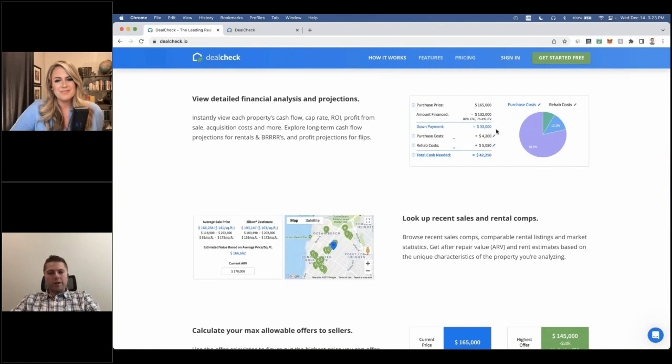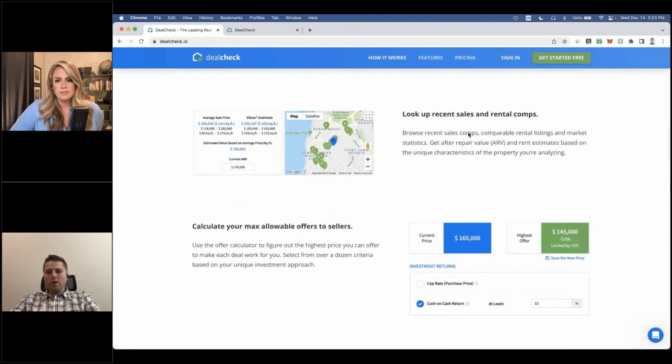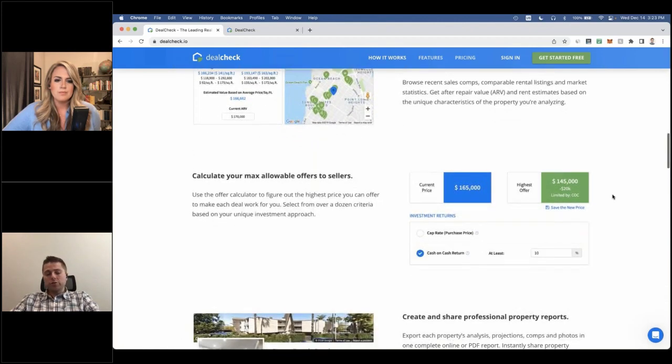So many different financial analysis and projection tools, again, some of which Leah mentioned earlier. We have a feature that allows you to look up recent sales and rental comps. Sales comps are important when you're trying to understand the value of the property, and help you understand the after repair value. And rental comps are extremely important to help you understand what the potential market rent of your property will be, because that is a very important assumption, a number that sits at the top of your cash flow projections. So if you underestimate or overestimate your rent, the rest of your assumptions could potentially be in jeopardy.